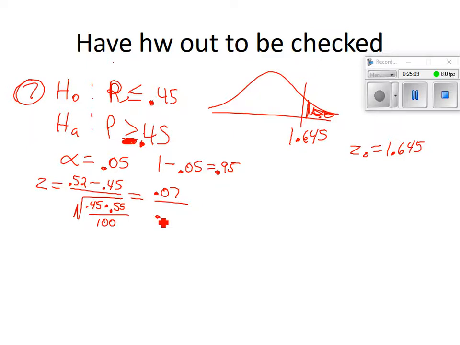What's 0.07 divided by 0.05? It's 1 point something. 1.4? Where does that fall? Not in the rejection region, right? So what's that tell us?